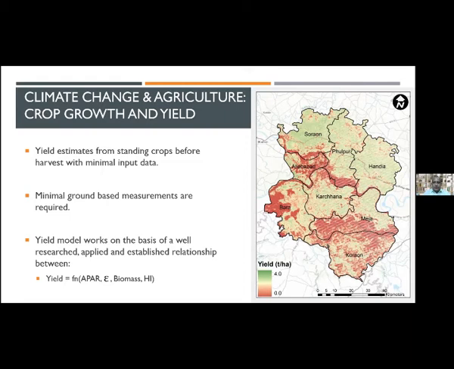Then there is another term called biomass. Biomass is estimated; you can say it's a surrogate of NDVI, so it gives you crop health. And harvest index comprises numbers which are already published for different types of crops. So that will convert the APAR, the light use efficiency, and the biomass into yield. That's how yield is predicted, and that's how you can create yield maps and see how your yield is going to be.